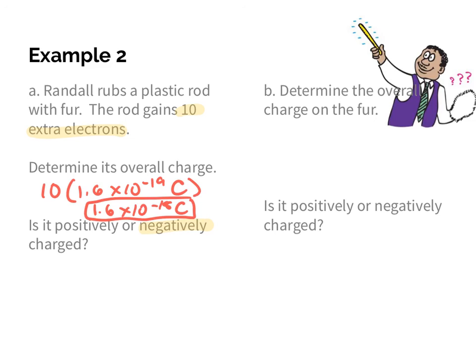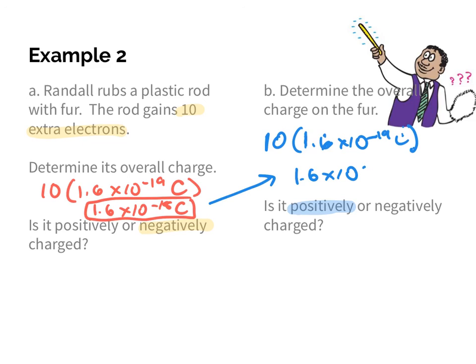Okay? Now it wants to know what's the overall charge on the fur. So know that if the rod gains 10 electrons, then that means the fur must lose 10 electrons. So it's going to make it positively charged. So if I want to find its overall charge, I'm going to end up just taking that value of 10, like we did before. I don't know what's going on here with my pen, folks. I would have 10 times that value of 1.6 times 10 to the negative 19th coulombs. And that would give me the same answer that I have here, just a positive 1.6 times 10 to the negative 18th coulombs. Must have to charge my little pen here, folks.